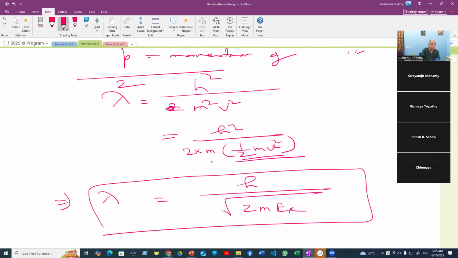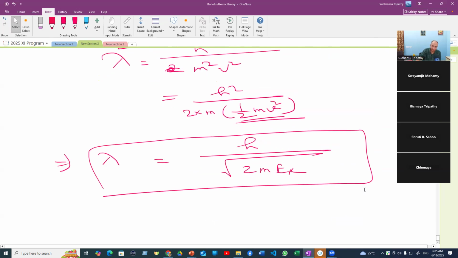The photon word we used earlier; here it is matter wave, electron wave, proton wave, alpha particle wave, any matter wave, when its kinetic energy is this much. Directly you can use it for that. You know, so more is the kinetic energy, less is the lambda.